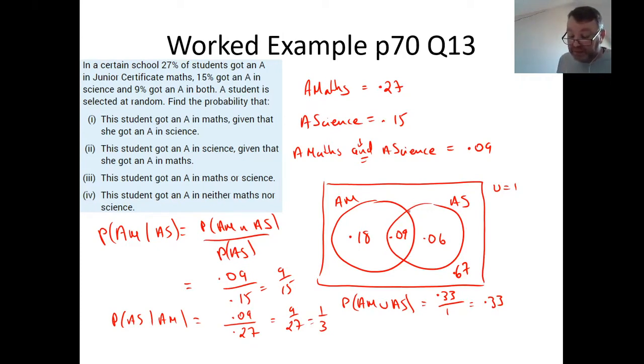And the last part, this student got an A in neither maths nor science. So the only people who didn't get an A in maths and science are those who are out here. So those who didn't get an A would be P of A in maths union A in science, complement. Remember that? Everything outside is 0.67. So they're the people who got an A in maths or science. The people then who didn't get an A in maths and science are outside the union. So you call it A in maths union A in science, complement, which means outside those groups.